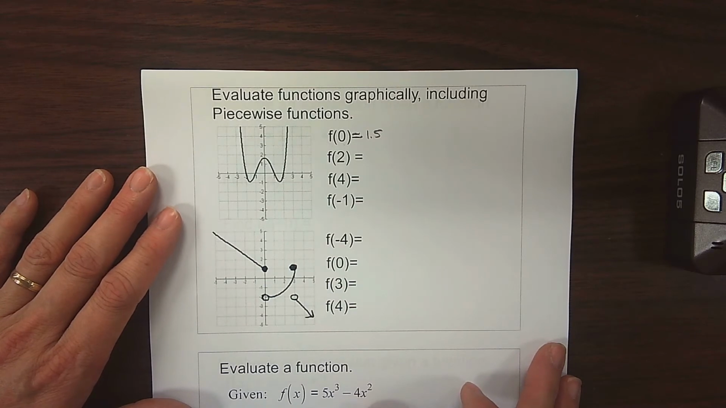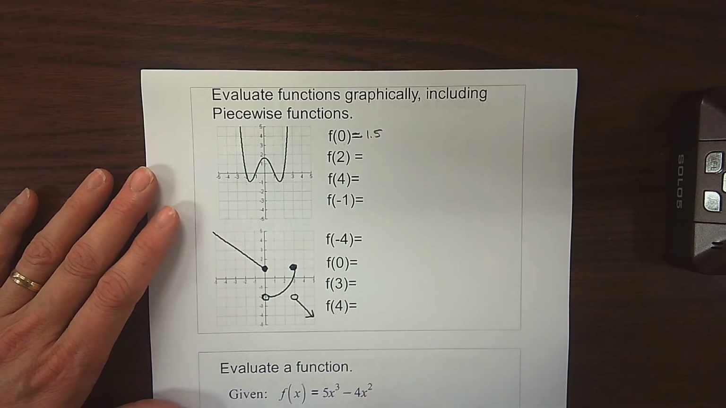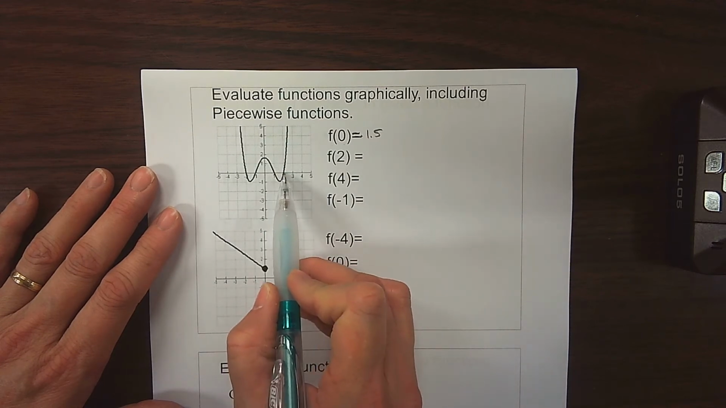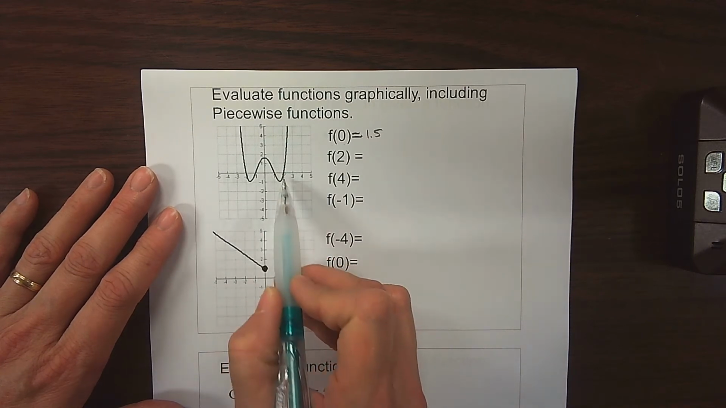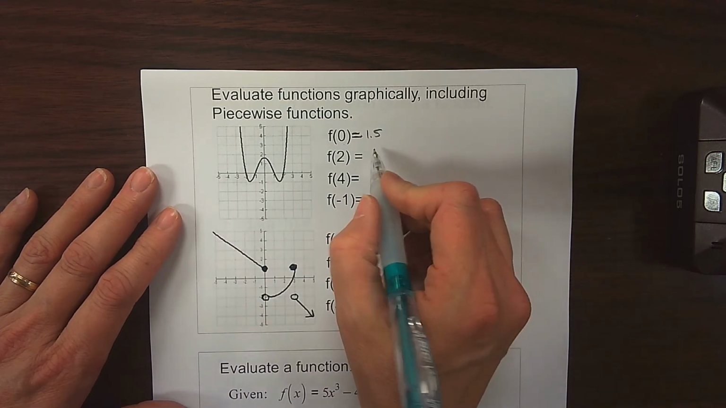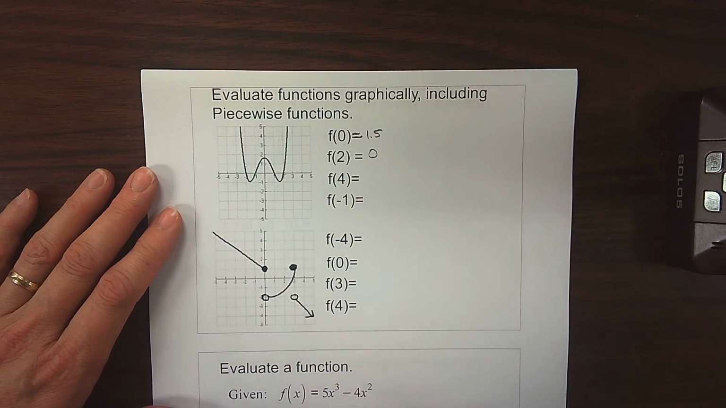Any ones I give you on an assessment will be definitely clear. All right, how about f of 2? So if I use an input of 2, that means I'm sitting right here. What's the output, or the y value? Well, I'm right on the x-axis, so that is where the output, or the y, is 0.